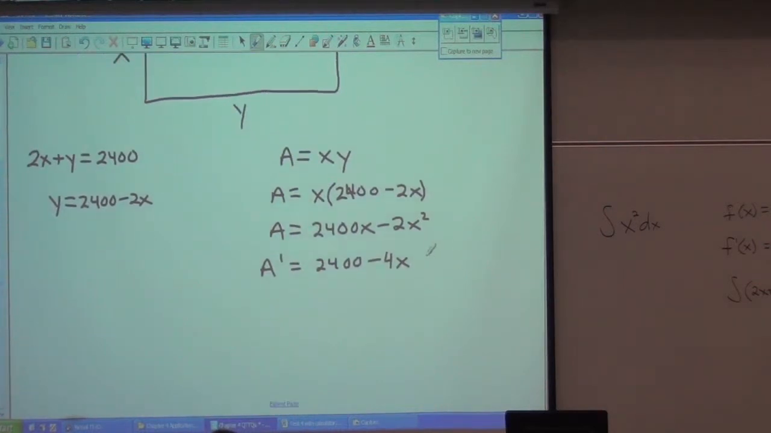So we'd set that equal to 0. So we want 4X to equal 2,400. So X would be 600 feet. So if X is 600, Y is 2,400 minus 2 times X. Y would be 1,200.